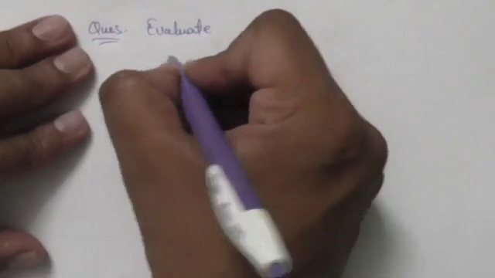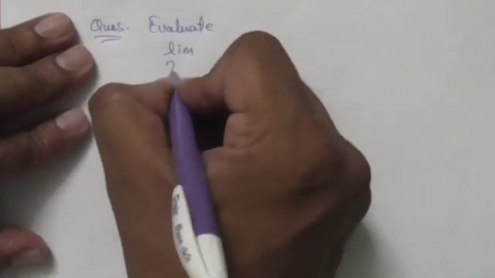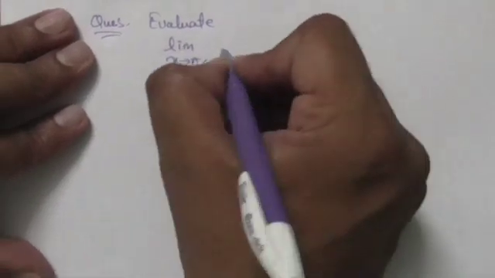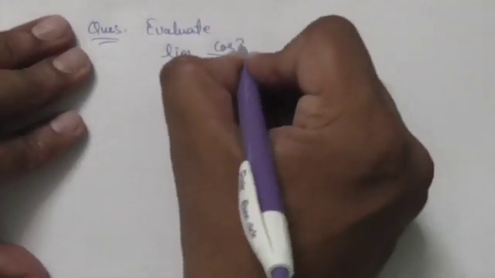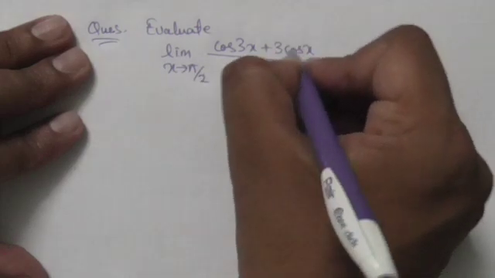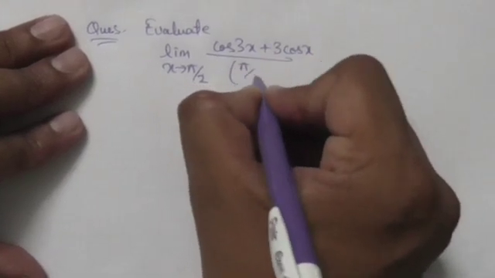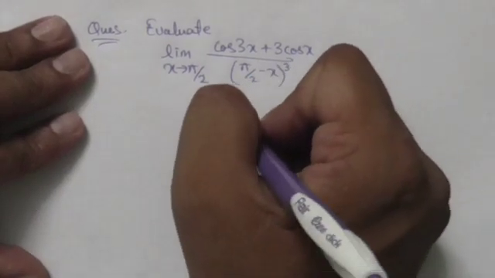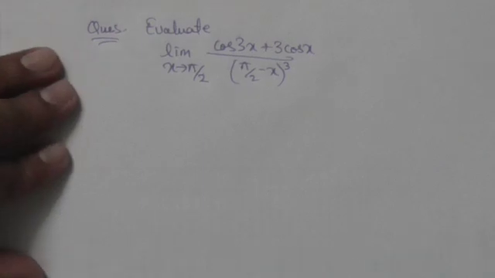This is, we have to evaluate the limit of this function as x tends to pi by 2. Limit x tends to pi by 2 of cos 3x plus 3 cos x upon pi by 2 minus x raised to power 3, right? So first of all, see what is cos 3x.